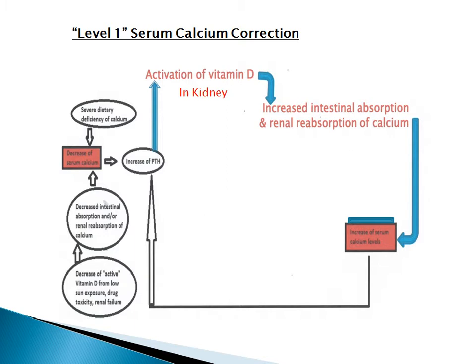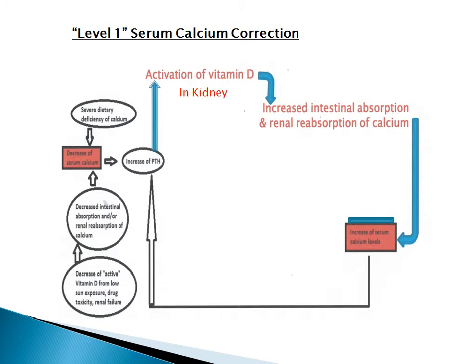What happens is that when there's a decrease of serum calcium, this stimulates the release of parathyroid hormone, which leads to activation of vitamin D in the kidney. The 25-hydroxyvitamin D is converted to 1,25-dihydroxyvitamin D, and once that happens, the activated vitamin D can then lead to increased intestinal absorption and increased renal reabsorption of calcium.